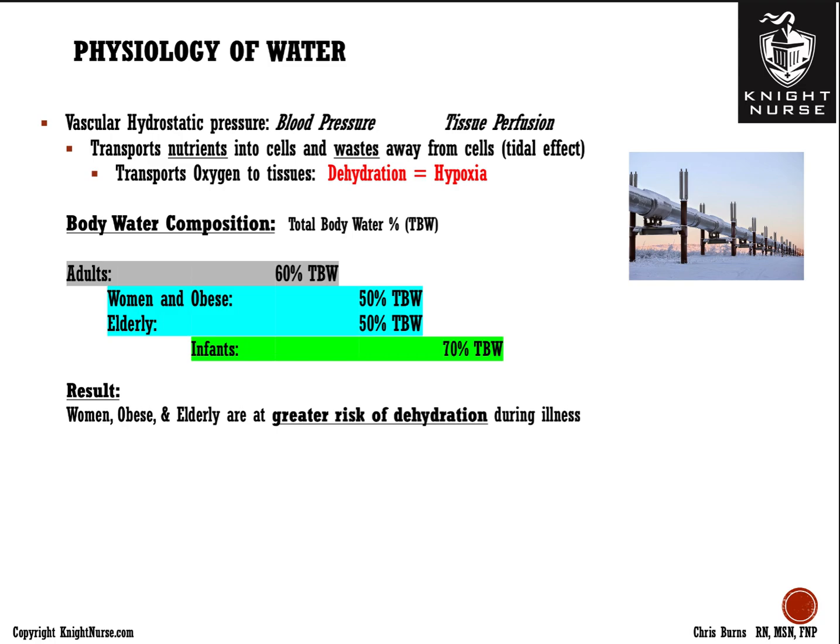So the result is that women, obese, and elderly are at greater risk for dehydration during any type of illness. So when you think of people being admitted, often it's the elderly, right? And the very young because of their high total body water percentage, because they don't know how to regulate it.